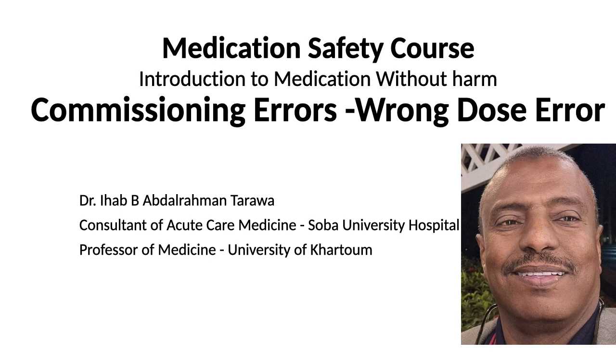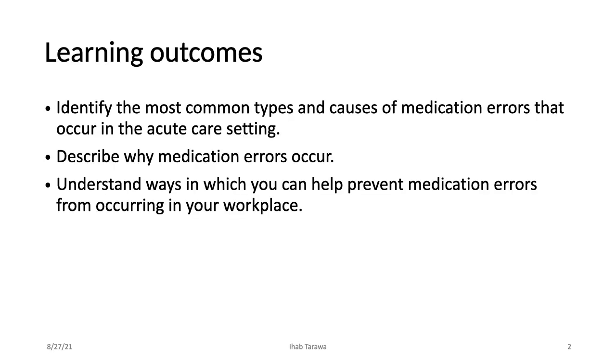We are still doing our course on medication safety, medication without harm. We will continue discussing causes of medication error. In this session, we are going to discuss commissioning errors. Learning outcomes: identify the most common types and causes of medication errors that occur in acute care settings, describe why medication errors occur, and understand ways in which you can help to prevent medication errors from occurring in your workplace.